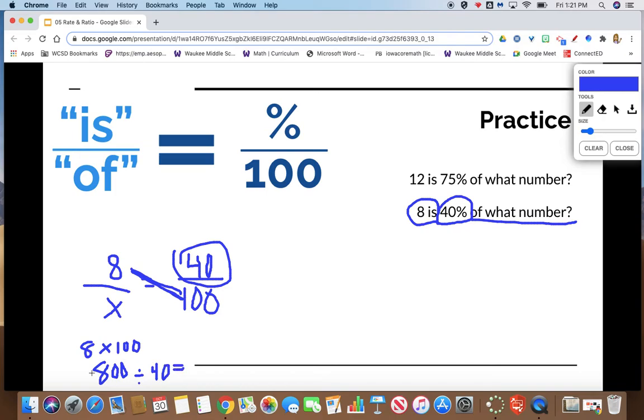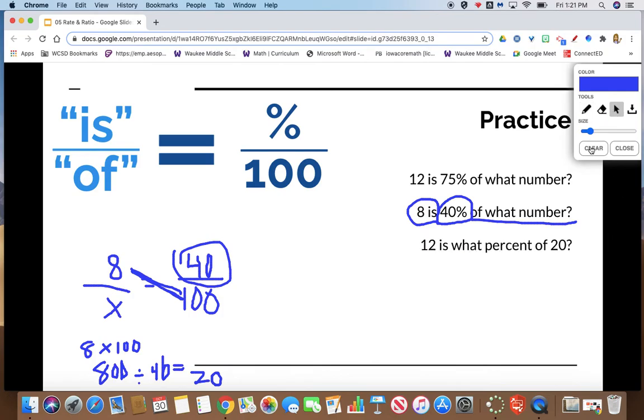Okay, we could use some estimation division here. 8 divided by 4 is 2. Cross off 1 0 in each. 20 is my answer for what my whole is. Let's see if that makes sense. 8 is 40% of 20. I think that makes sense because 10 is 50% of 20, halfway, and 8 is a little bit less than that, so 40% would make sense.